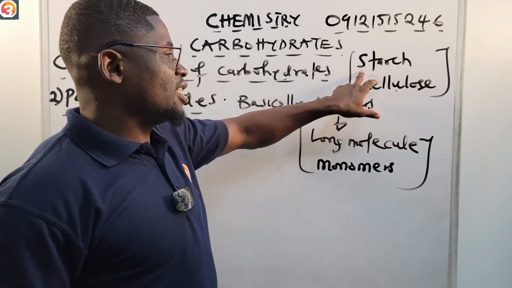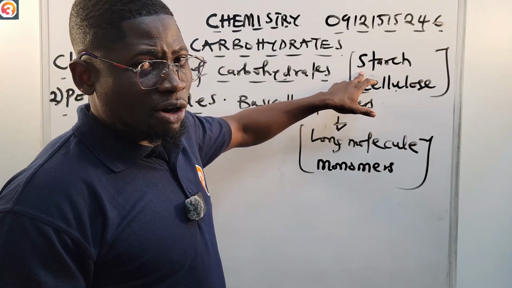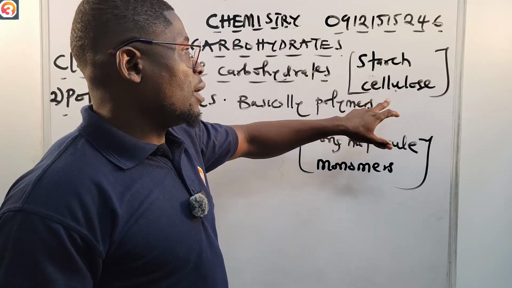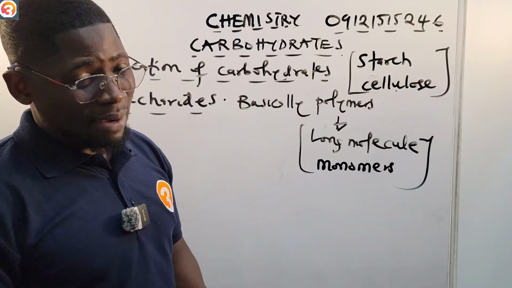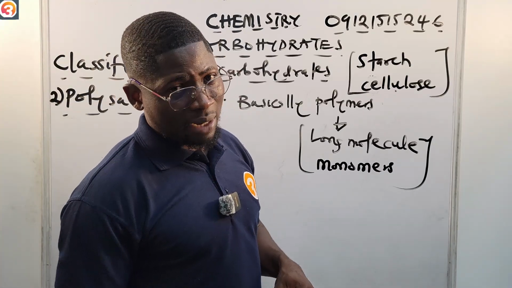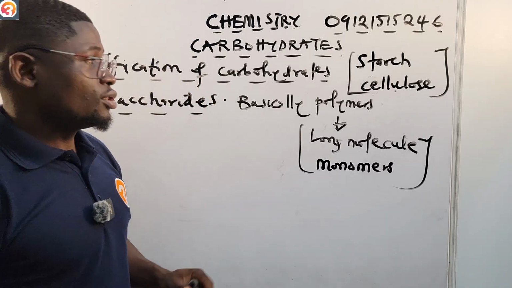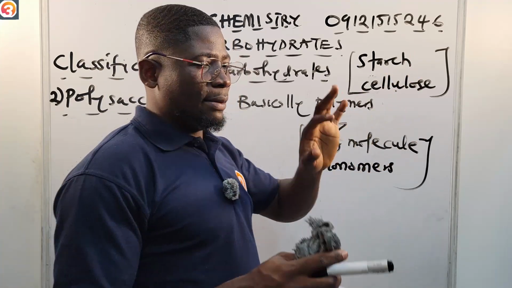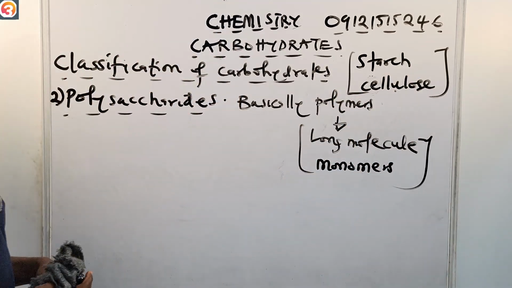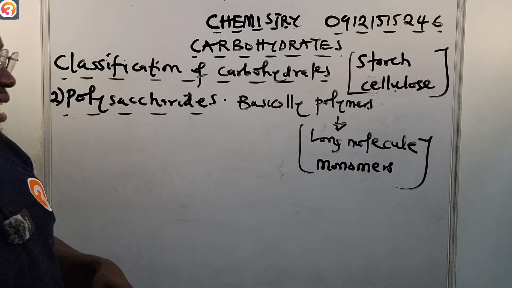Starch is found in animals, and it is used to store energy, while cellulose is found in plants. Starch is found in animals. Cellulose is found in plants. Take note of that. So those are examples of polysaccharides, starch and cellulose.